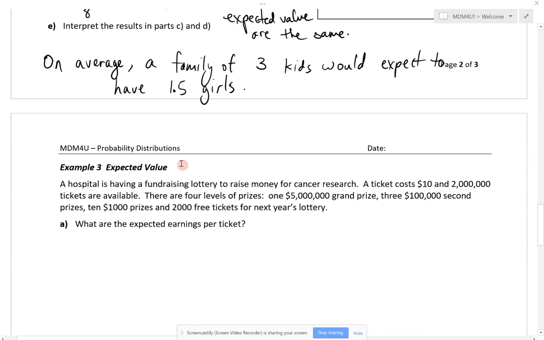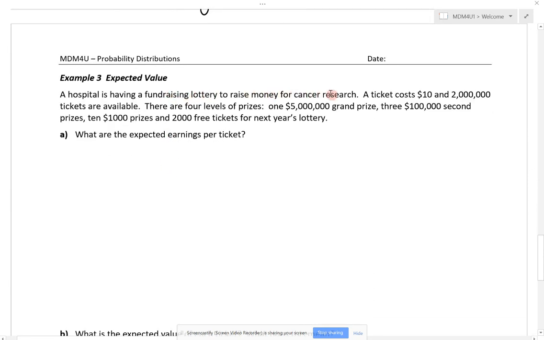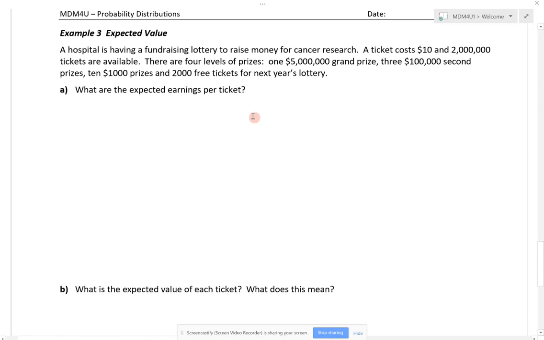Let's look at another example of expected value. A hospital is having a fundraising lottery to raise money for cancer research. A ticket costs $10 and 2 million tickets are available. There are 4 levels of prizes: a $5 million grand prize, 3 $100,000 second prizes, 10 $1,000 prizes, and 2,000 free tickets for next year's lottery. What are the expected earnings per ticket? Let's use the weighted mean.